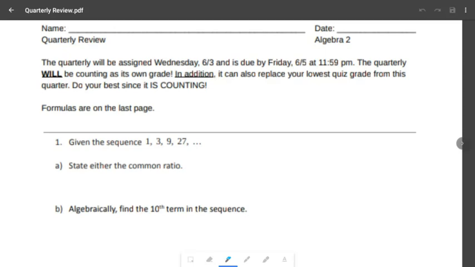So number 1, given the sequence 1, 3, 9, 27, state the common ratio. Remember, the common ratio is what you are multiplying by to get from one number to the next. So to get from 1 to 3 to 9 to 27, we are multiplying by 3. We use the letter R to represent the common ratio, so R equals 3.